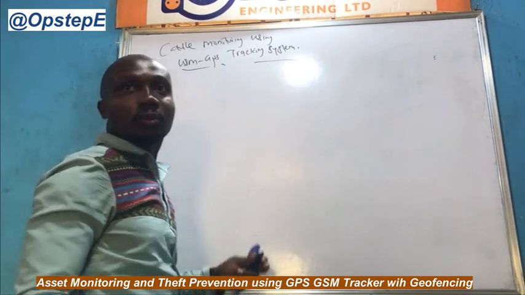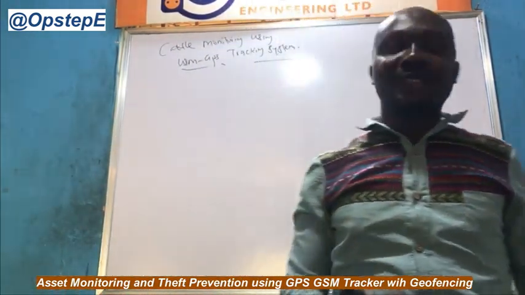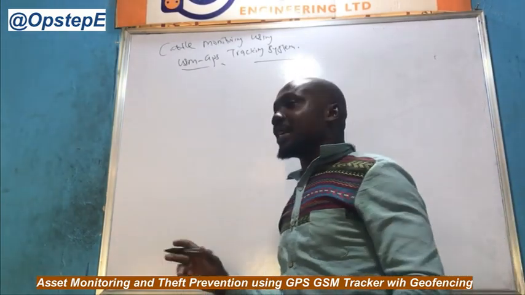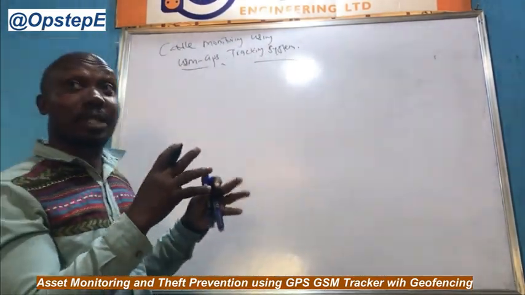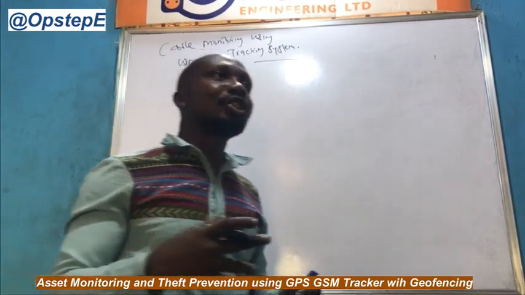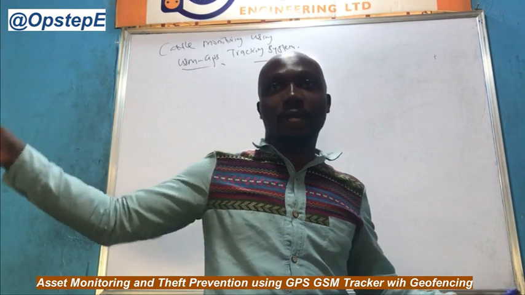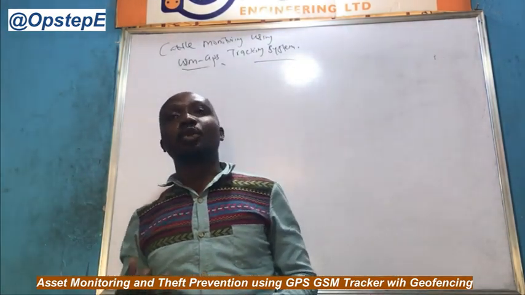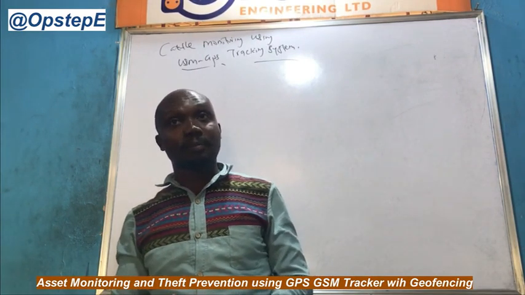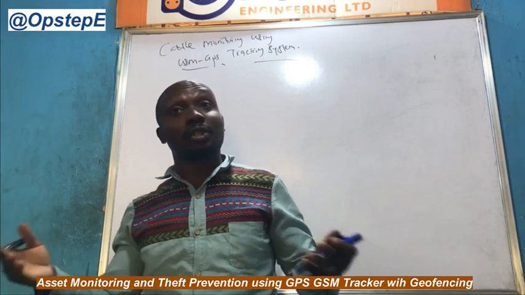So this is what the project is supposed to do. In short form, we are saying that we want to design a system that can be attached to the body of cattle, such that we can leave the cattle to wander. And at any point in time, we want to be able to remotely know the location of that cattle on the map, and then they want to take certain actions.